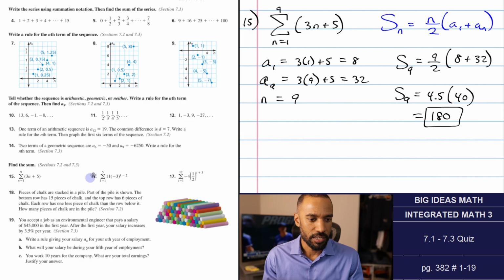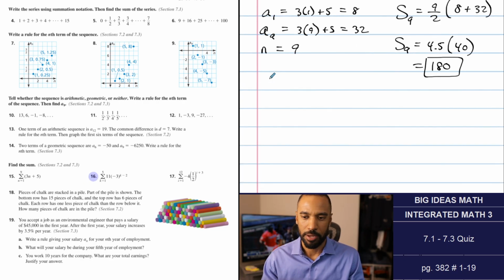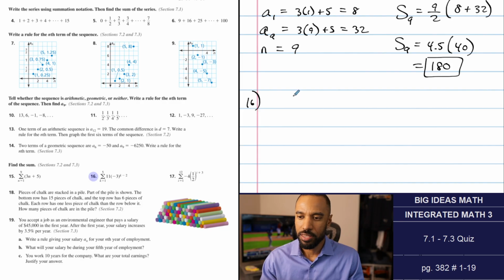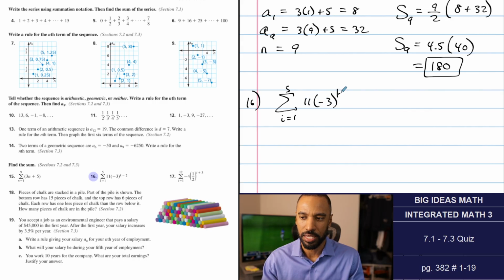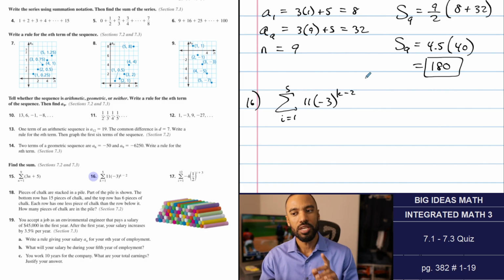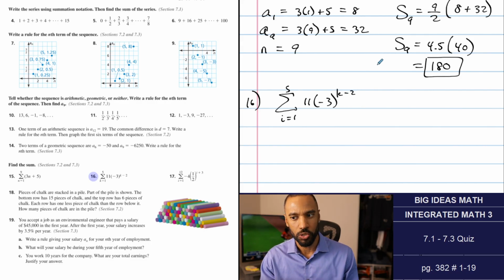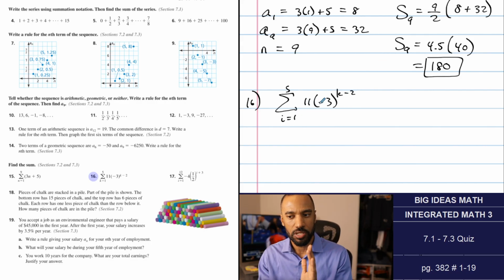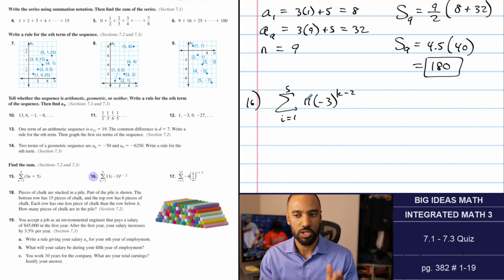Number 16 has the clear and present danger of a geometric series. Given the appearance, this guy is taking on from the first term to the fifth term of 11 times negative 3 to the k minus 2 power. This one's interesting because it says minus 2. It takes on the appearance of a geometric sequence, but remember the geometric sequence rule is k minus 1 there. That's for when this thing is the first term.